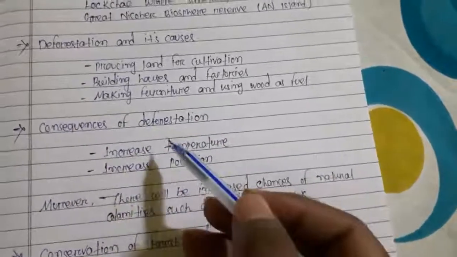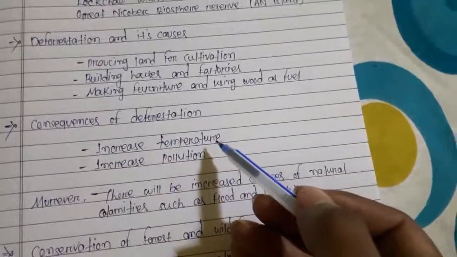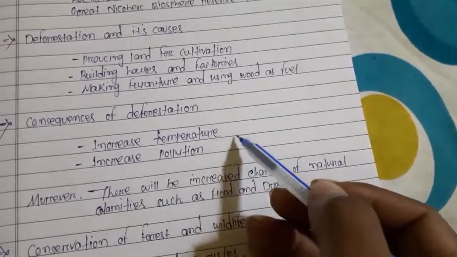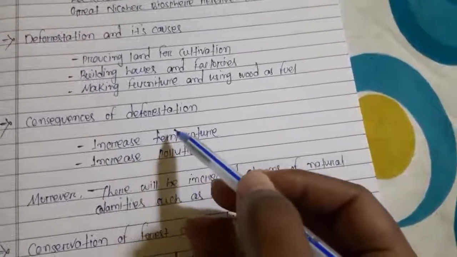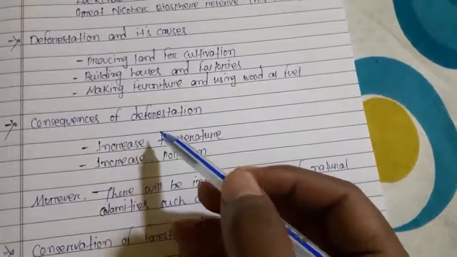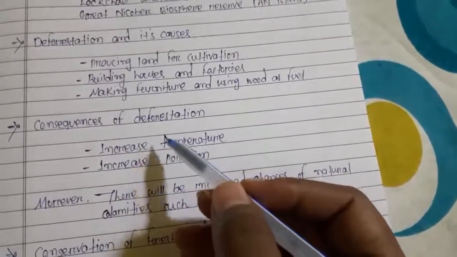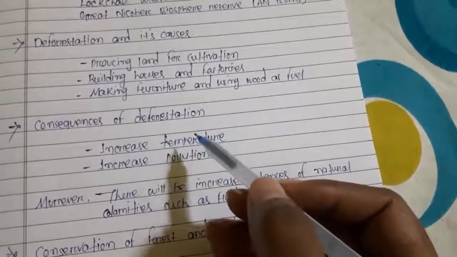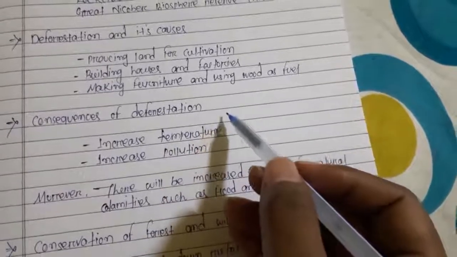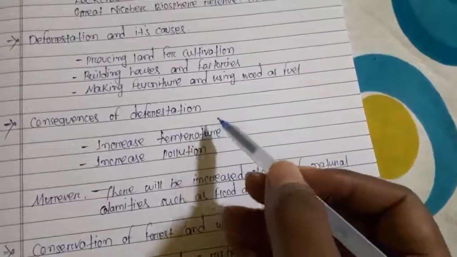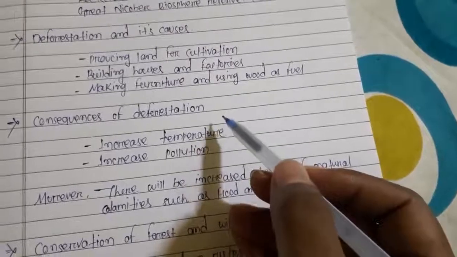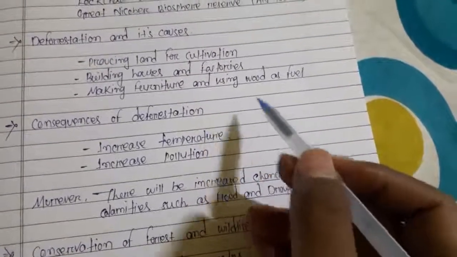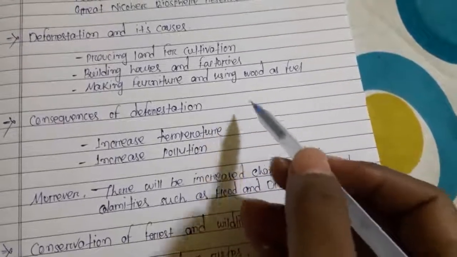First one is increase in temperature. How? And the second point is increase in pollution. Both these points are interrelated. Increase in temperature: as you all know, we give carbon dioxide to the trees, and trees convert it into oxygen and give it back. We release carbon dioxide, and if there is not a sufficient amount of trees, then the carbon dioxide will remain in the atmosphere. It will not convert into oxygen.